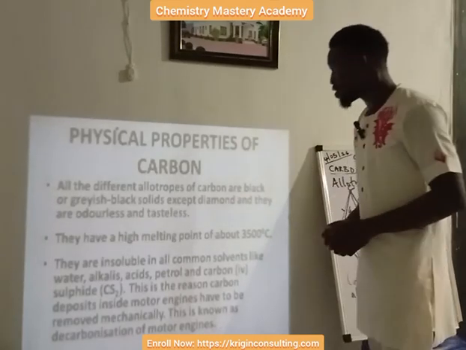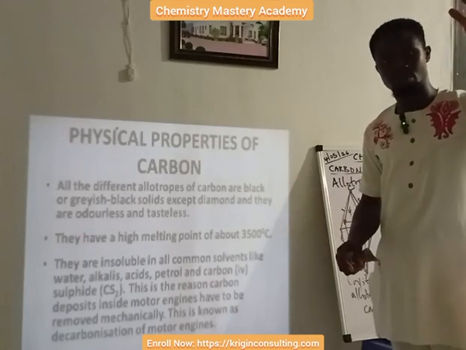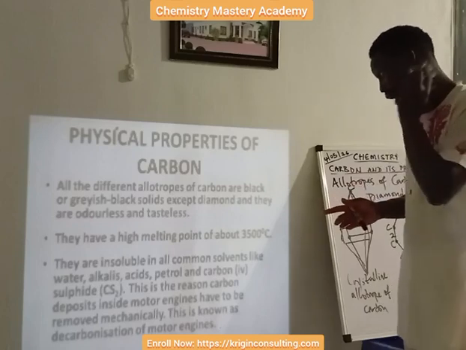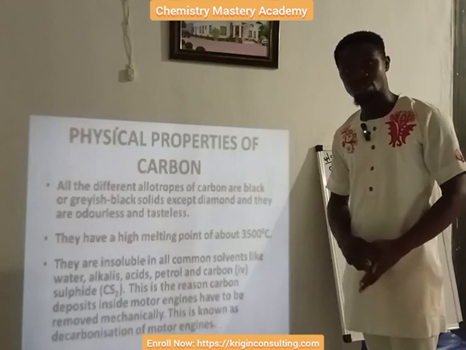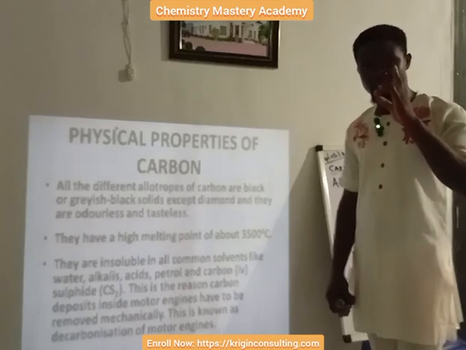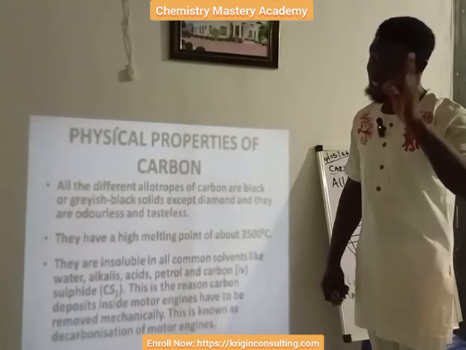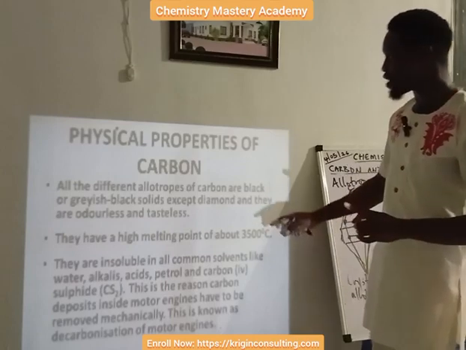Is it not so? Now, still on the physical properties of carbon, they have a high melting point. We have said that before. They have a high melting point of about what? 3,500 degrees Celsius. So it means that, first of all, carbon is a solid. Exactly. Remember I said all of them are what?